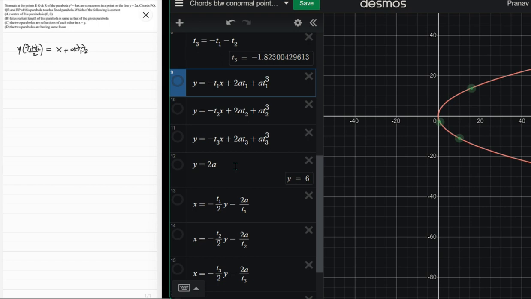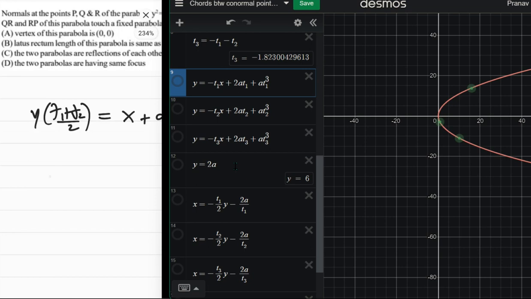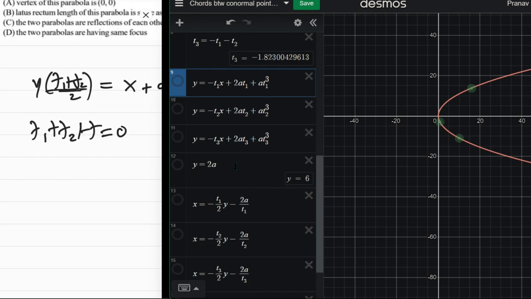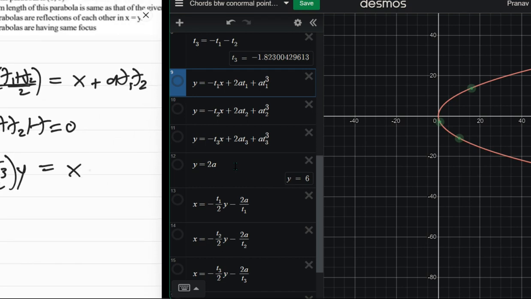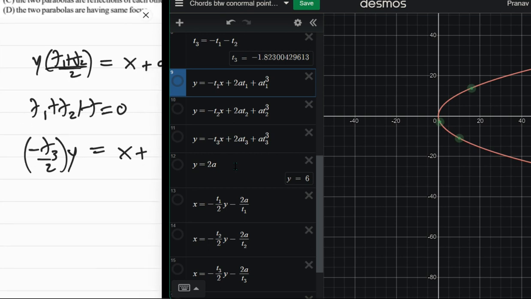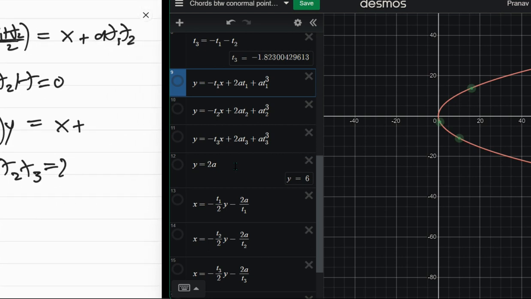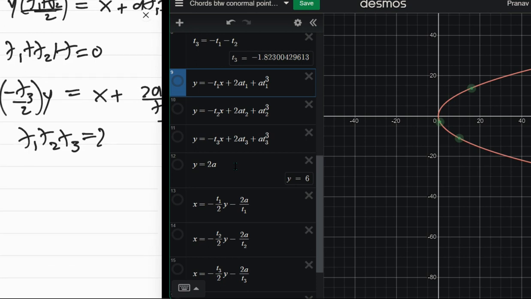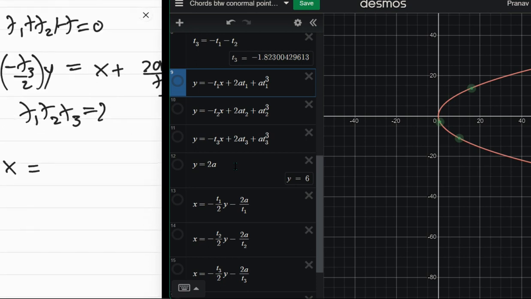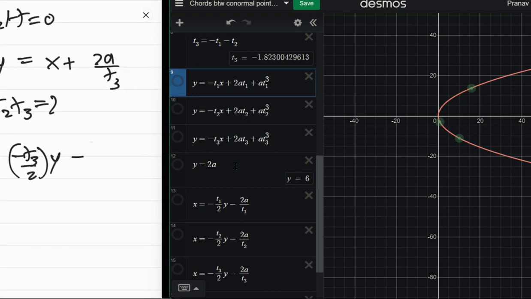But for this chord, because we know that t1 plus t2 plus t3 is equal to 0, we can write this quantity as negative t3. So it's just negative t3 upon 2 times y equal to x plus a t1 t2. But we also know that t1 t2 t3, the product of those 3, is 2. And that means t1 t2 is basically just 2 upon t3. So this thing will just be 2a upon t3. From that, x is equal to negative t3 upon 2 times y plus negative 2a upon t3 times x.